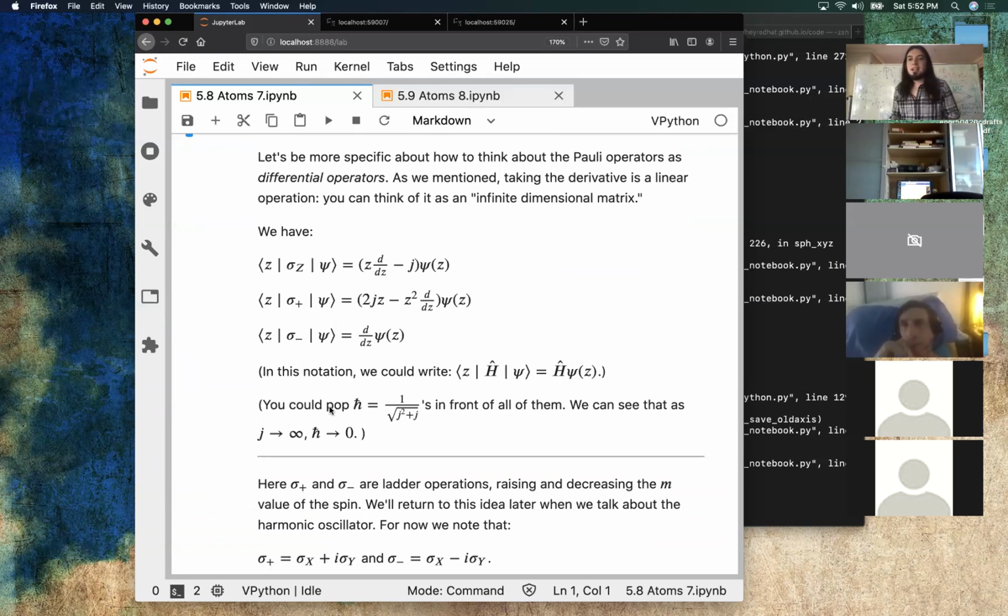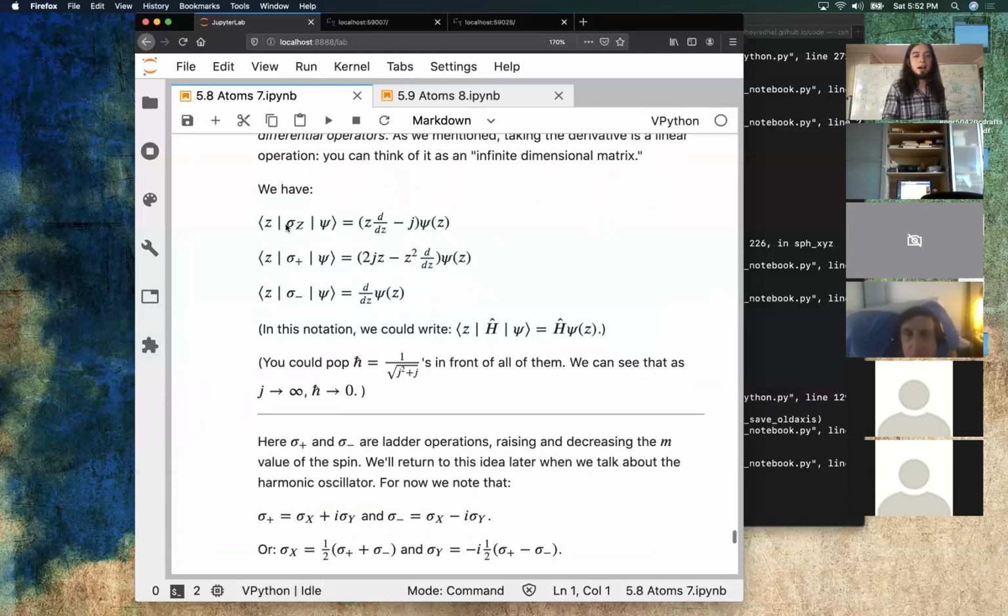One consequence of all this is that, instead of working with our finite dimensional matrices, we can work directly with differential operators in the traditional sense on the polynomials. So for example, here's a way of writing it: we can represent Pauli Z as a differential operator, z times the derivative with respect to z, minus j, where j is the j value.